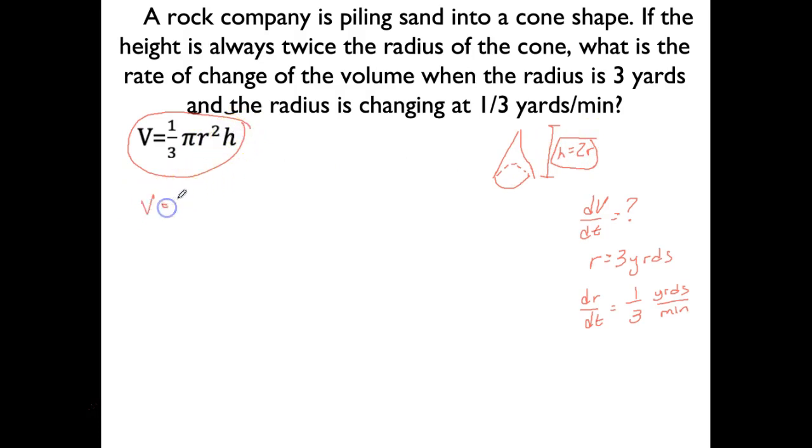So we can change our volume formula to be 1/3 pi r squared times 2r instead of leaving it as h. And you'll see why this is going to be a big deal when we start taking the derivatives, okay? So volume is going to be equal to, I can multiply the 1/3 and the 2 to make it 2/3 pi r squared times r, which is r cubed. Okay, so that's my formula for volume now.